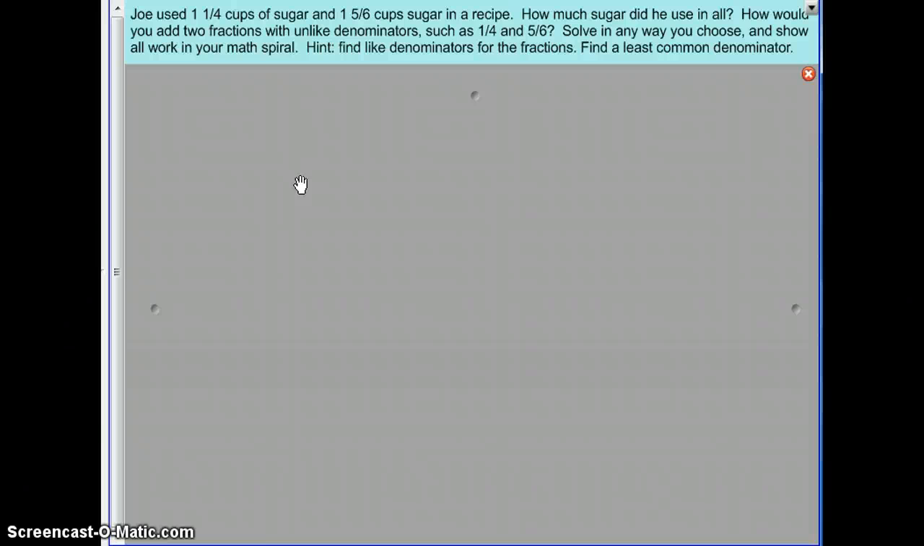Hint: find like denominators for the fractions. Find a least common denominator. Follow the example you just wrote on the last one. Then check your answer. Please don't forget to reduce if you need to. So pause the video to do your work.